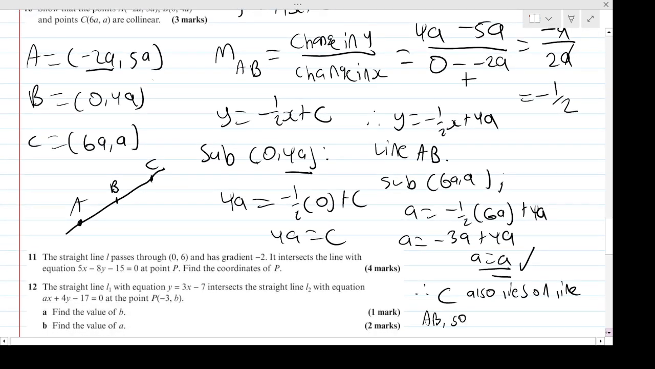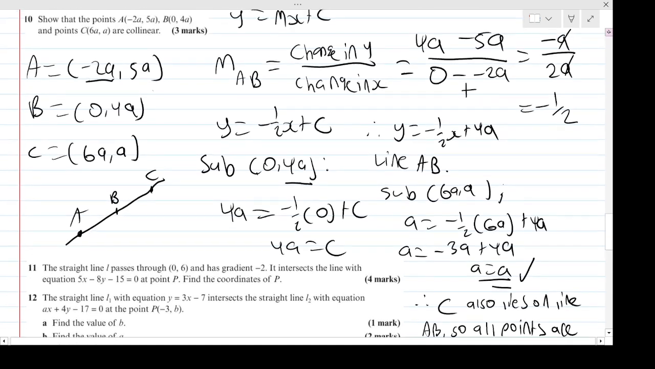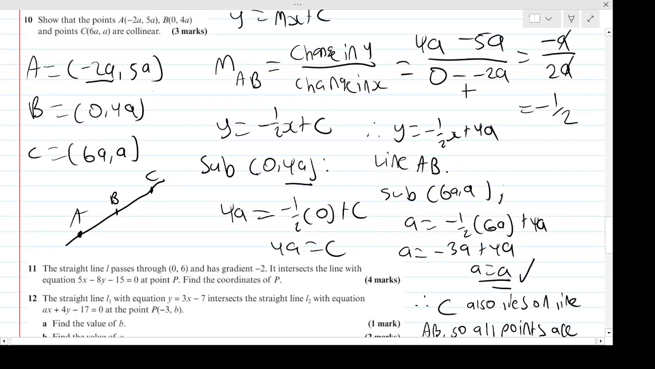So all points are collinear, okay? Because again, collinear means that all points given, so in this case A, B, and C, they all lie on the same straight line, okay? So there we are.